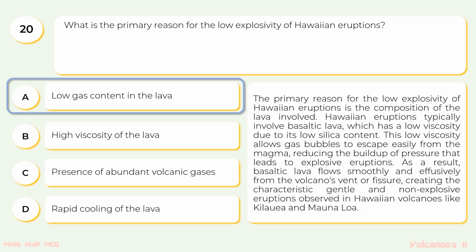The primary reason for the low explosivity of Hawaiian eruptions is the composition of the lava involved. Hawaiian eruptions typically involve basaltic lava, which has low viscosity due to its low silica content. This low viscosity allows gas bubbles to escape easily from the magma, reducing the buildup of pressure that leads to explosive eruptions. As a result, basaltic lava flows smoothly and effusively from the volcanic vents or fissures, creating the characteristic gentle and non-explosive eruptions observed in Hawaiian volcanoes like Kilauea and Mauna Loa.